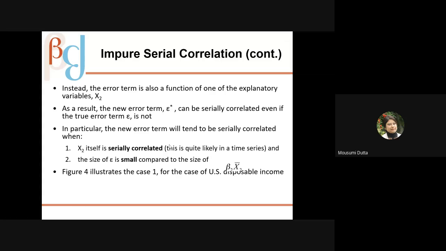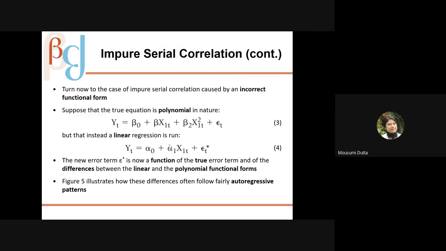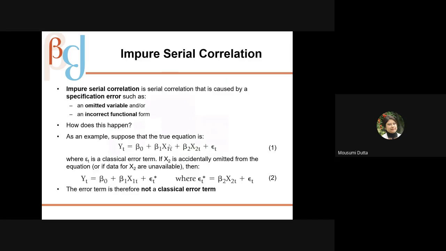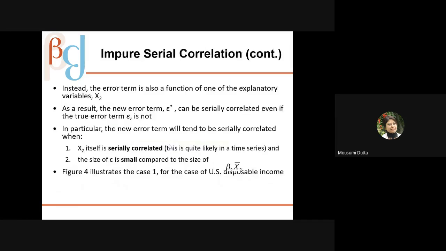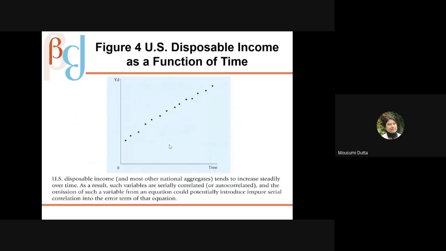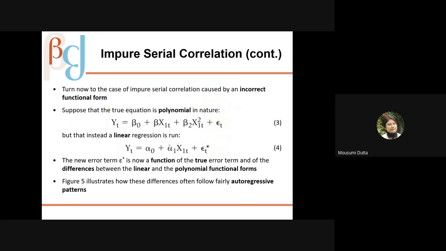Okay, so look at the points in the slide, you will understand how the omitted variable as well as improper specification can work as sources of autocorrelation. Here you are getting the issues related to omitted variables. And here you will get the specification problem.